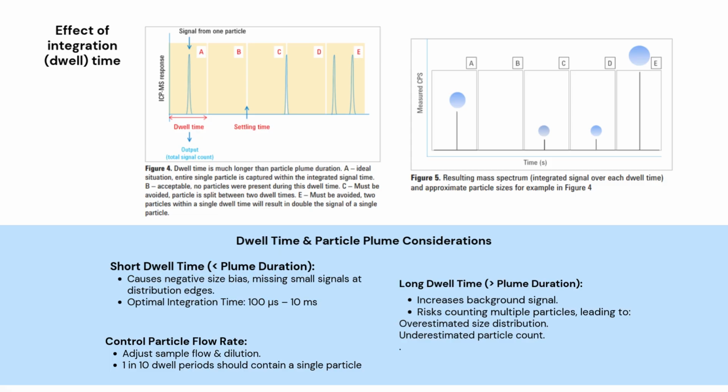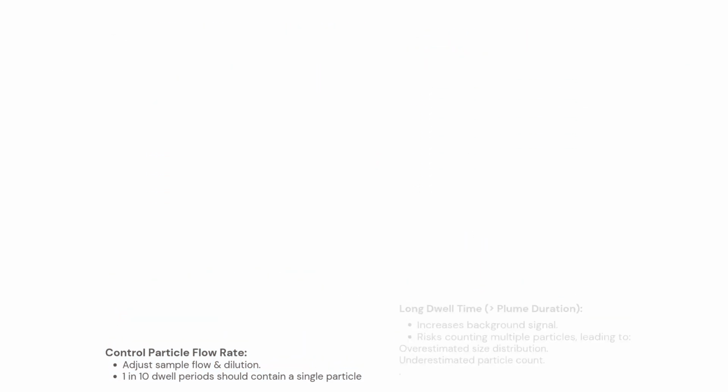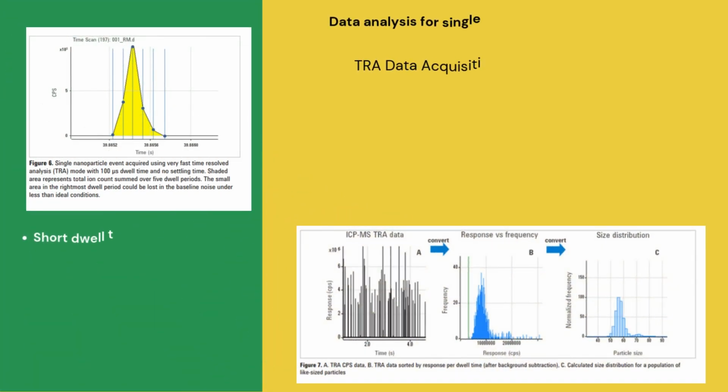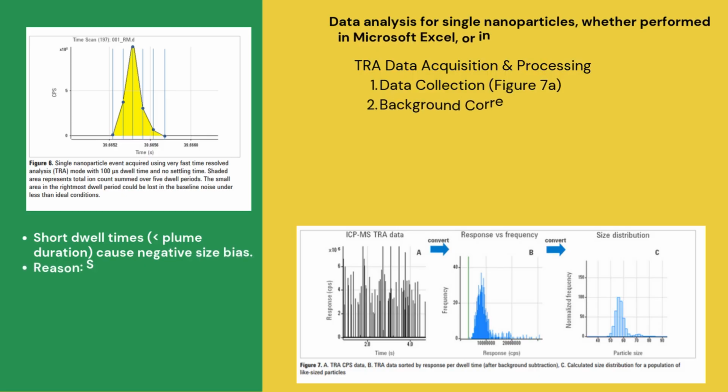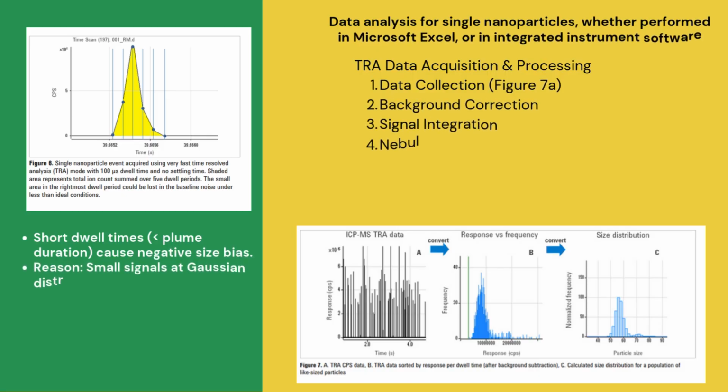So how can you control this? By controlling the particle flow rate, adjusting the sample flow and dilution. One tenth of a dwell period should be contained in a single particle. That's how we can get good data. So in figure 6, we can see good data and it's easy to read.